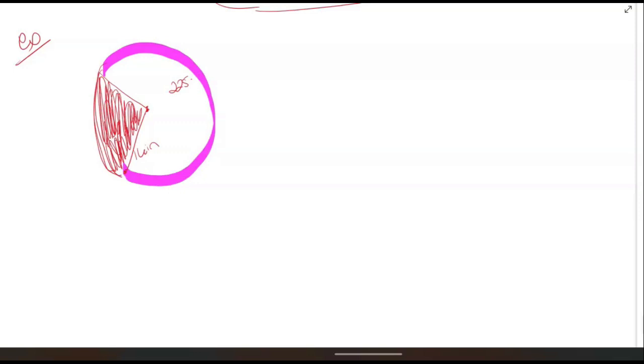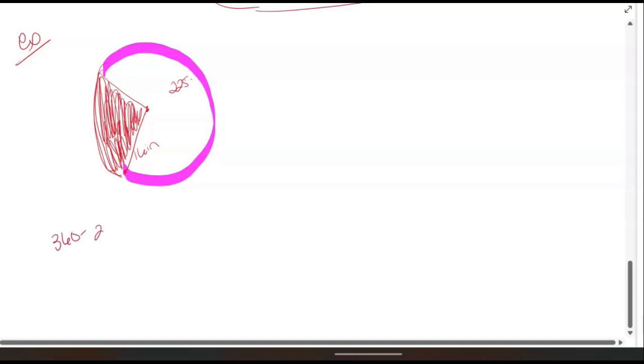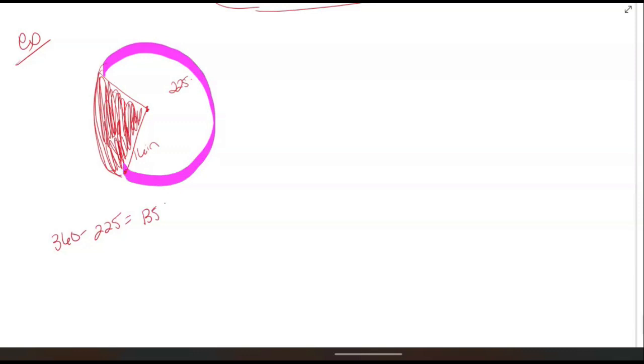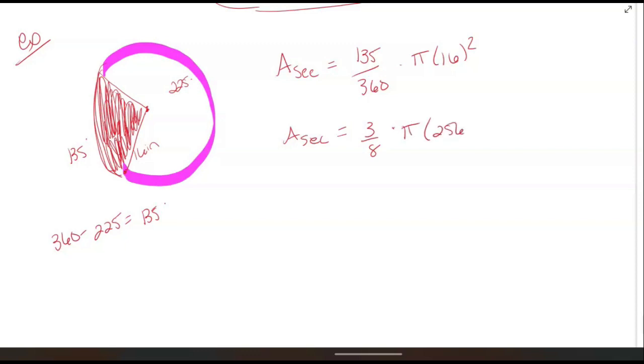Okay, in this last example, again, they give us the major arc when we need the minor arc of this sector. So we're going to have to take 360 minus 225 to give us the minor arc, which is 135 degrees. And now we need the area of the sector, which is the minor arc, 135 over 360, times pi r, r is 16, quantity squared. So if we do some math here, we should get 3/8 times pi times 256. And then if I multiply those together, I'm going to get 96 pi inches squared.